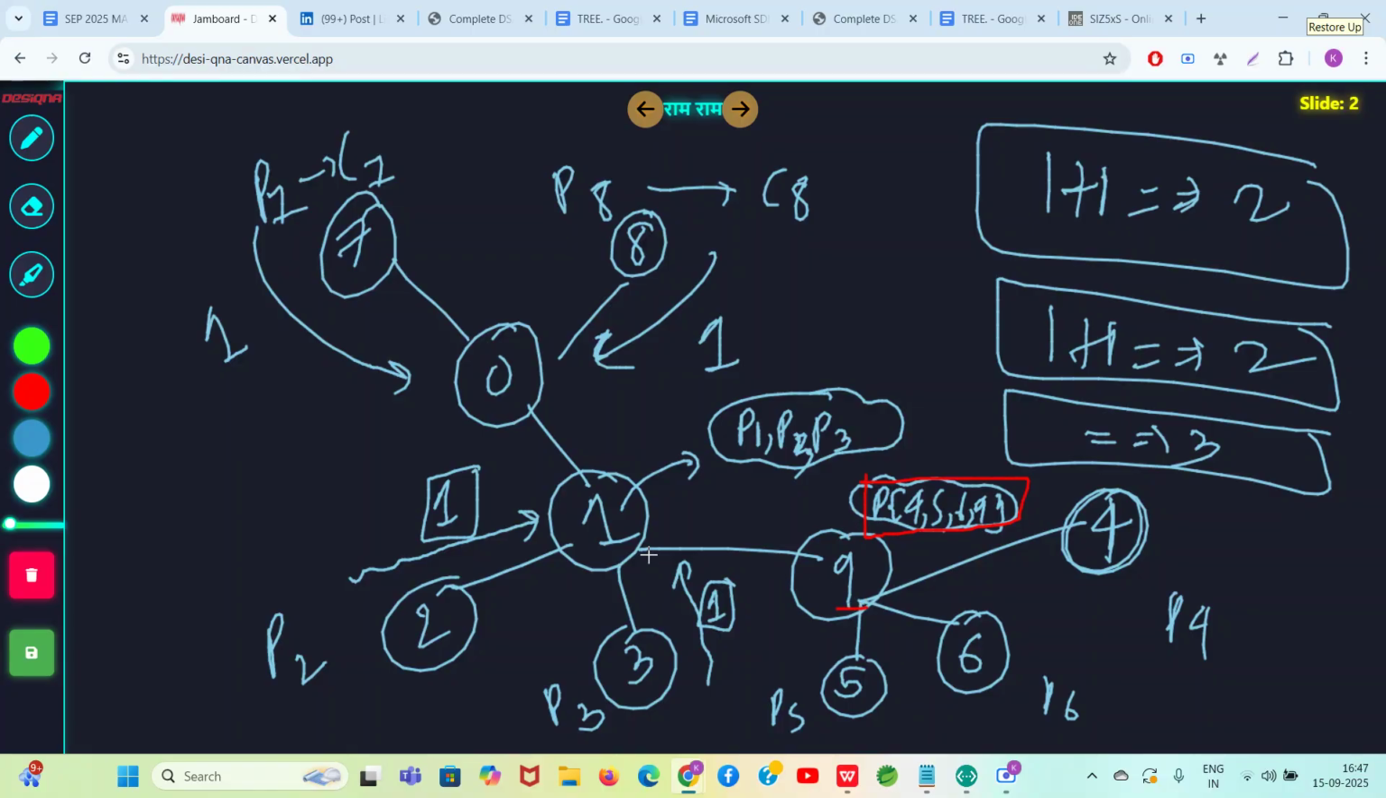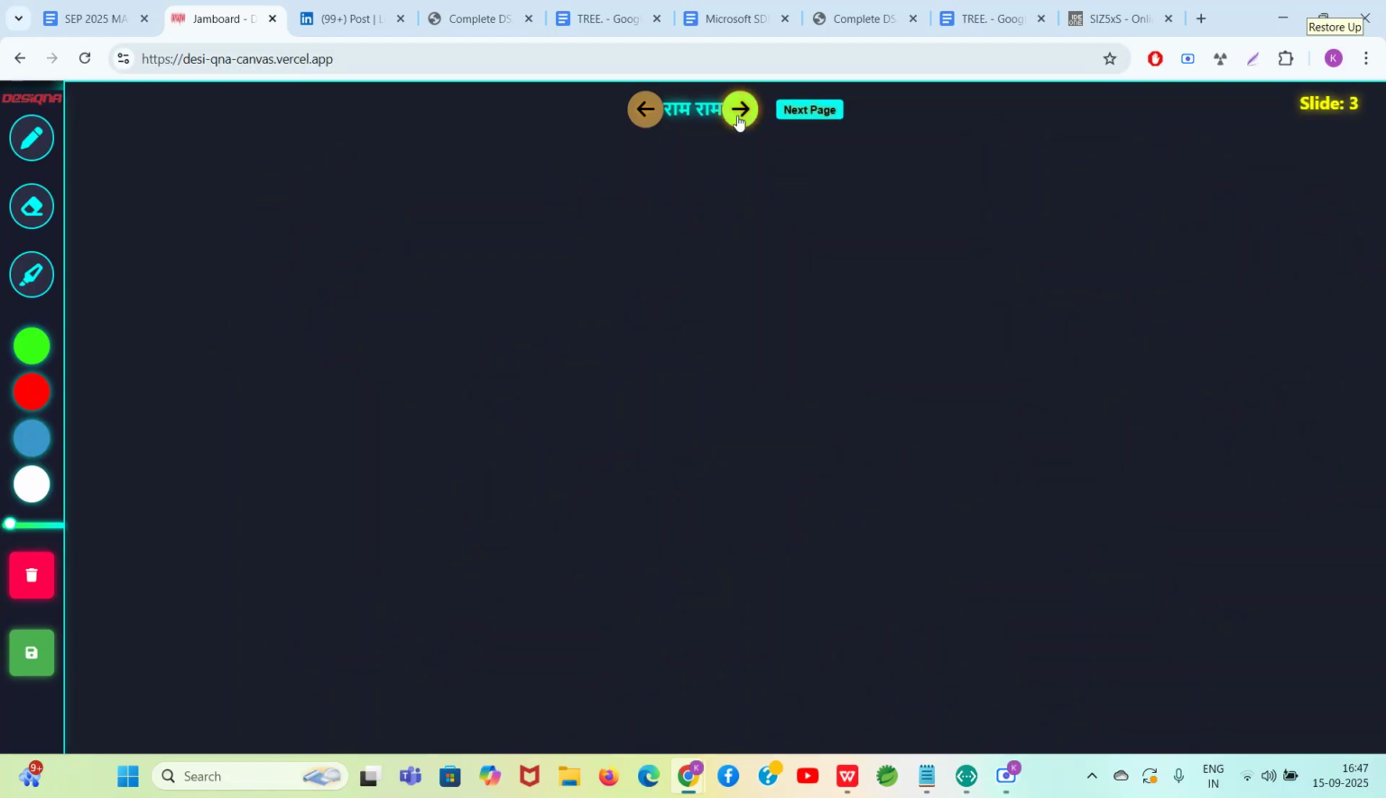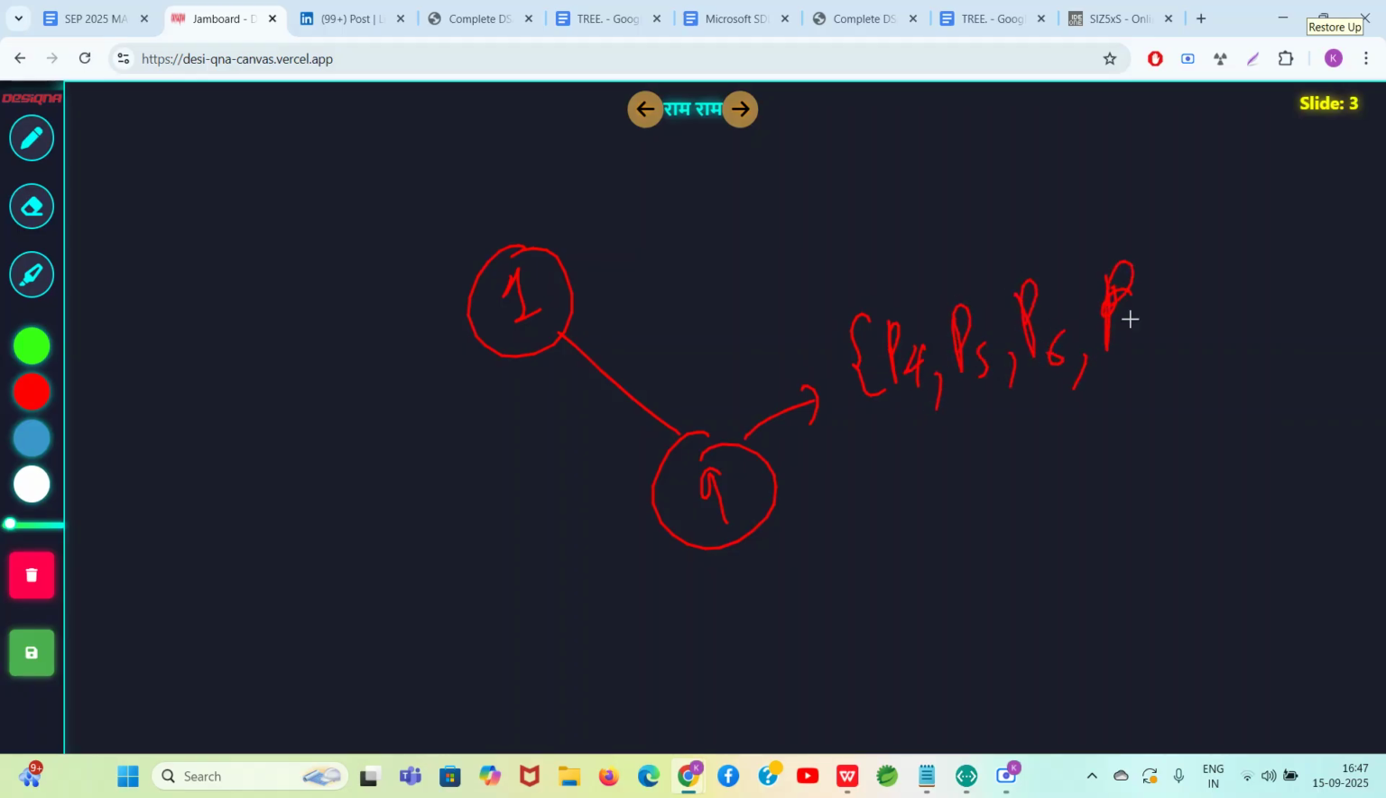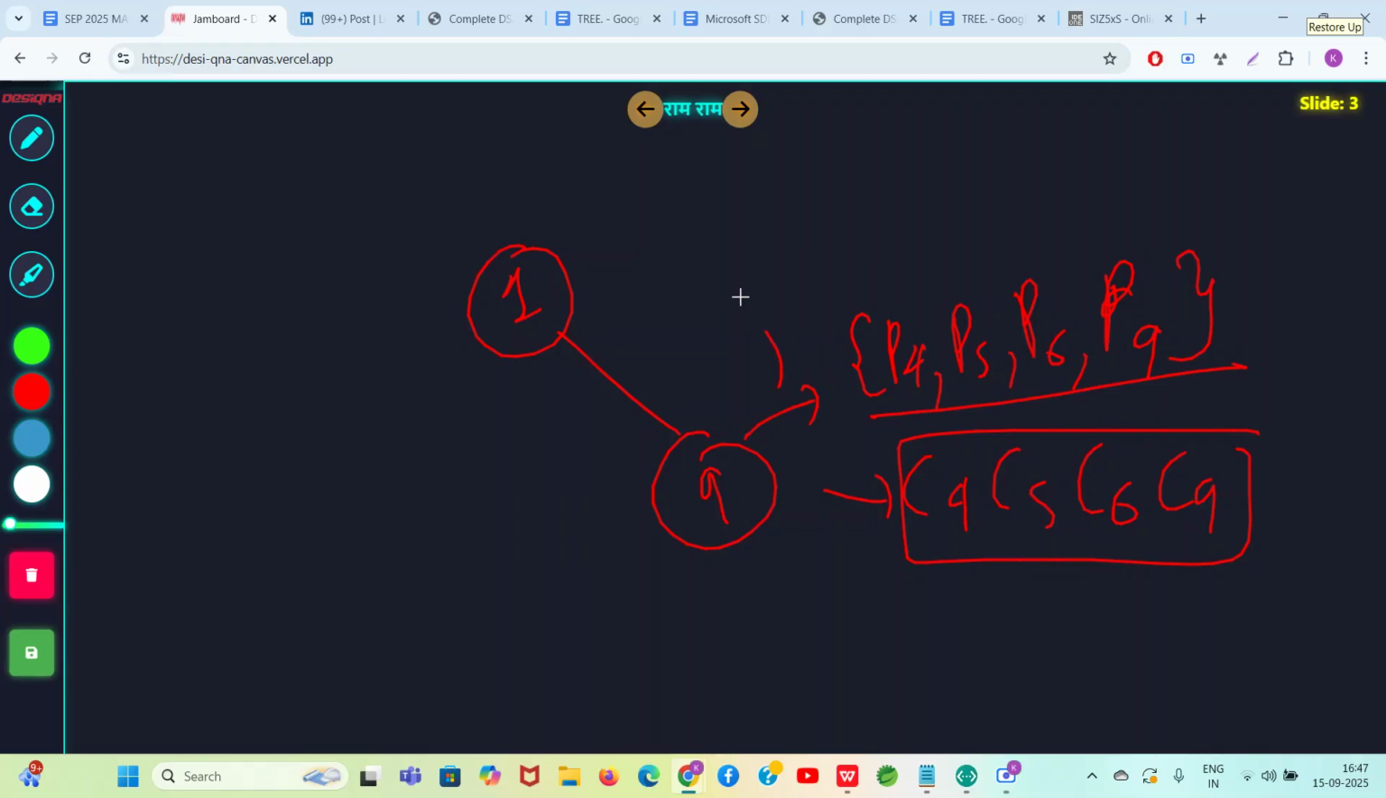Can these 4 people travel to node number 1? Yes, just by using a single car. What I'm trying to say is that this is node 1 and this is node 9, right? And on node number 9, P4, P5, P6, P9 are standing. And there are 4 cars also, C4, C5, C6, C9. All of them want to travel to node number 1. What is the minimum best way to do it? You can just do it using one car.